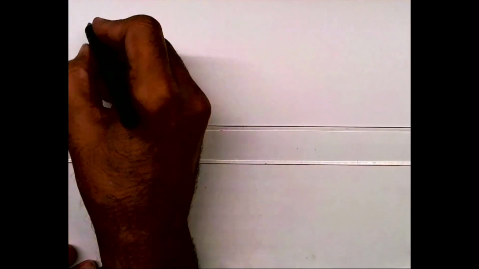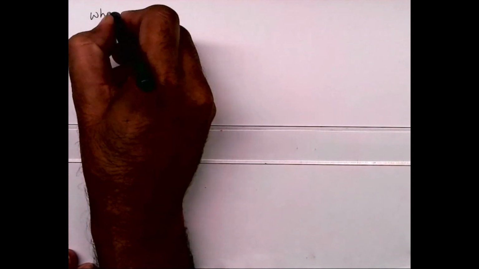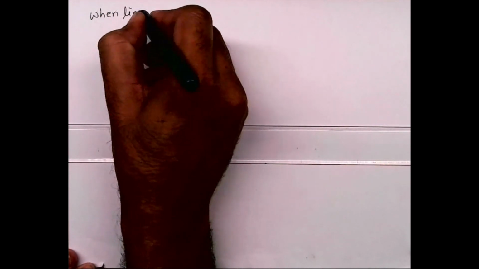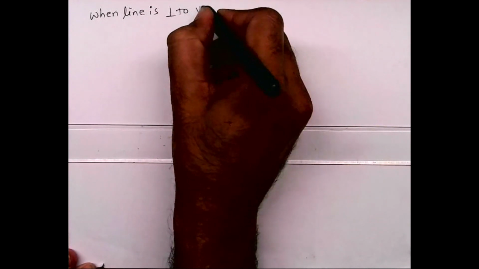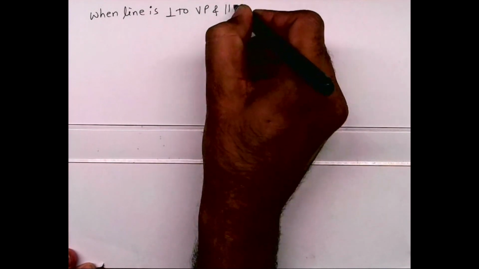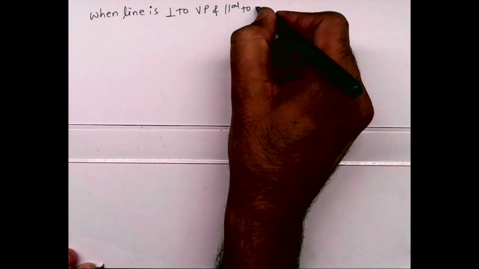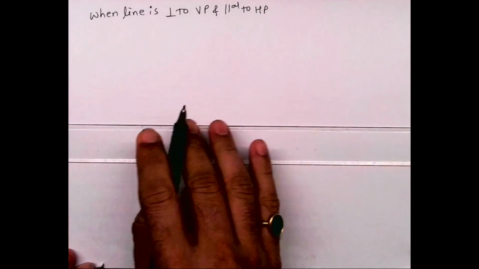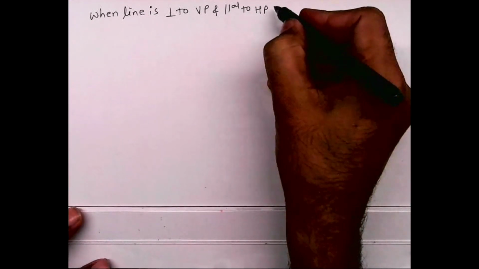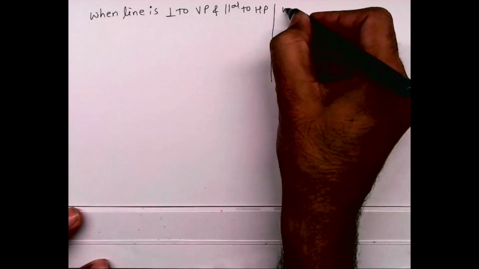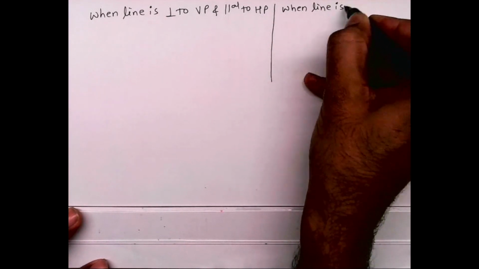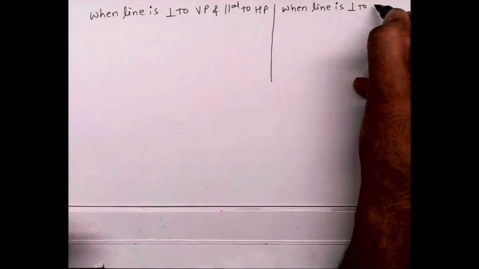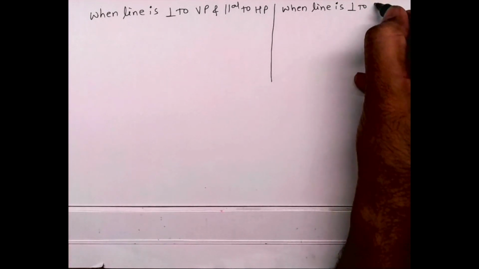Welcome to Technical Drawing. Today we'll see lines. When a line is perpendicular to VP and parallel to HP, how will you draw that? And there is one more condition: when a line is perpendicular to HP and parallel to VP. We will solve both the sums so you'll understand the difference between them.